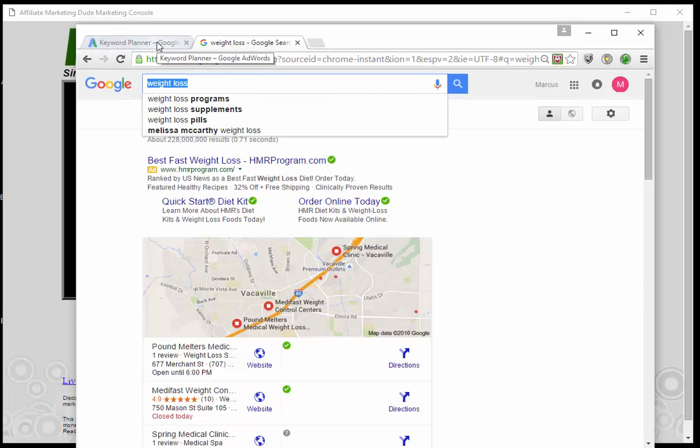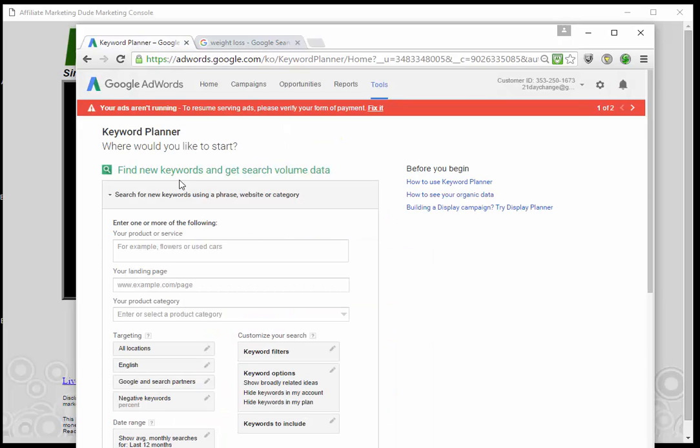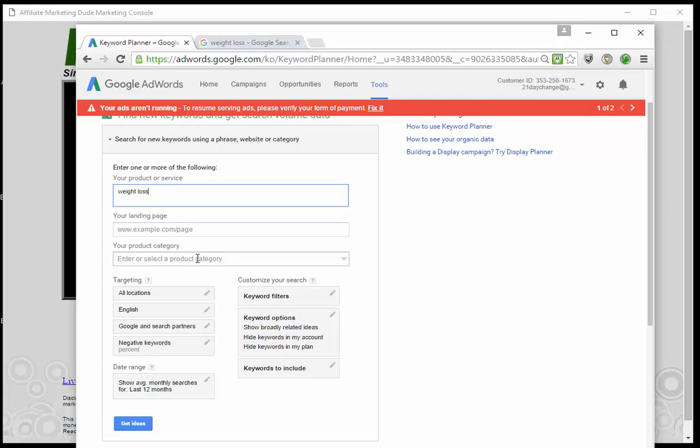And the way that we do that is by going back to our keyword planner, putting the word weight loss in here. This is where you can put a landing page or product category. All right, we're going to leave everything else the way it is. We're going to go ahead and click Get Ideas.